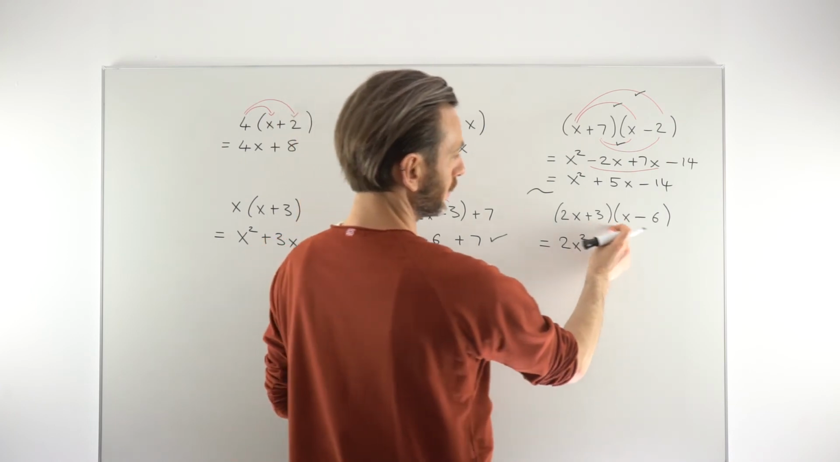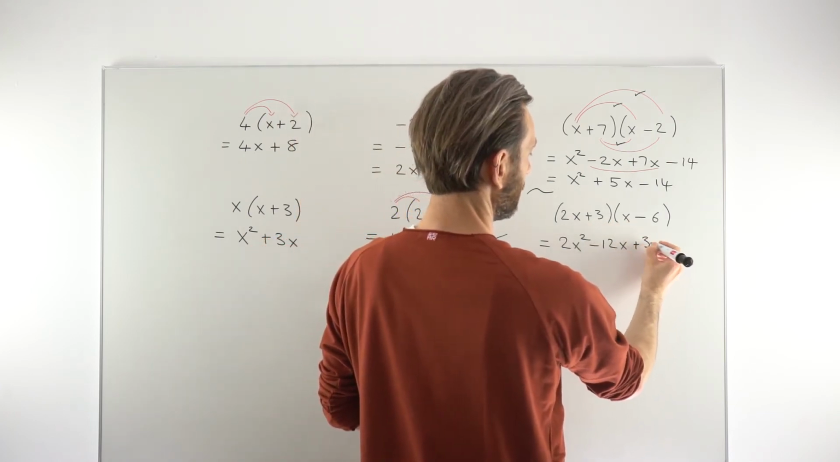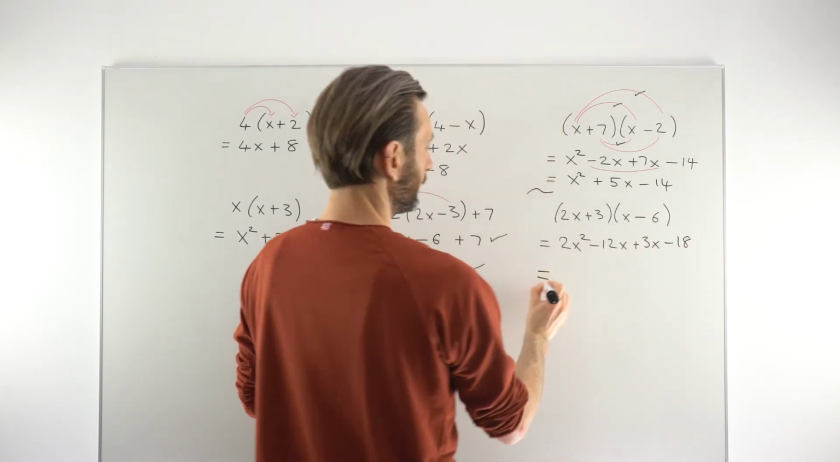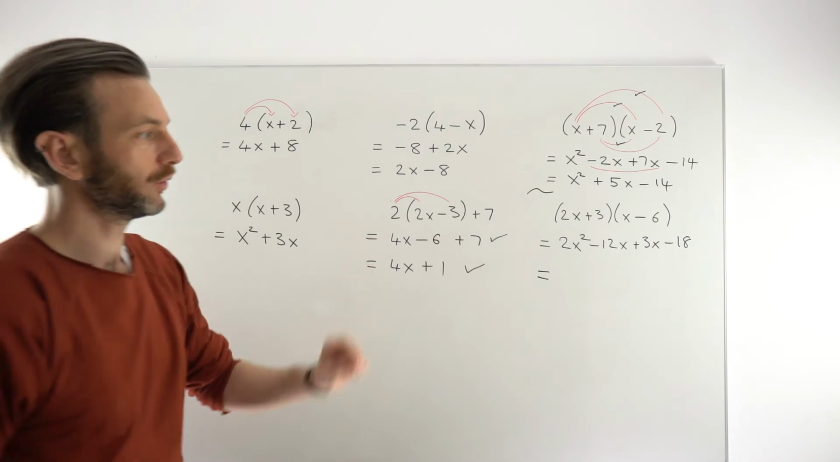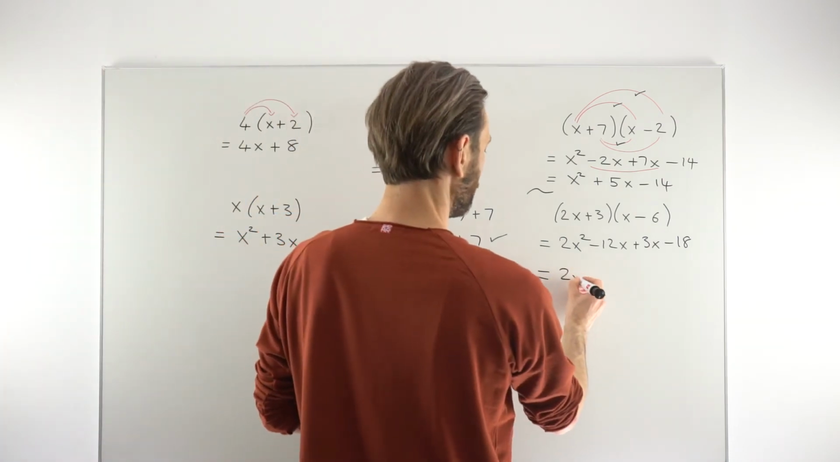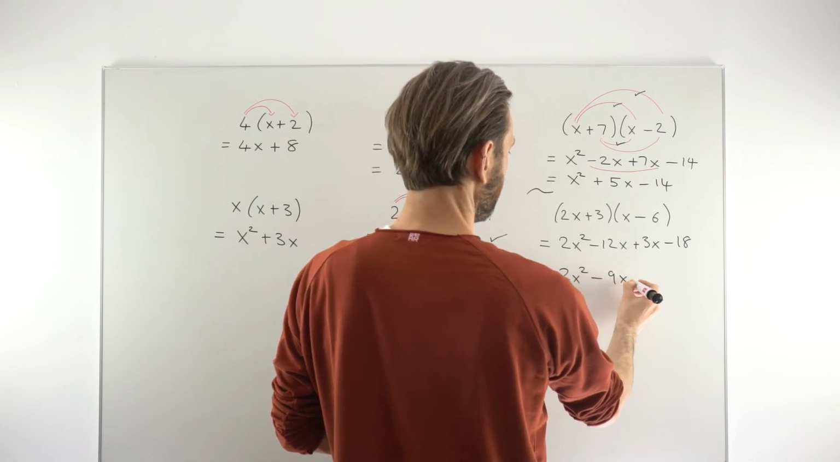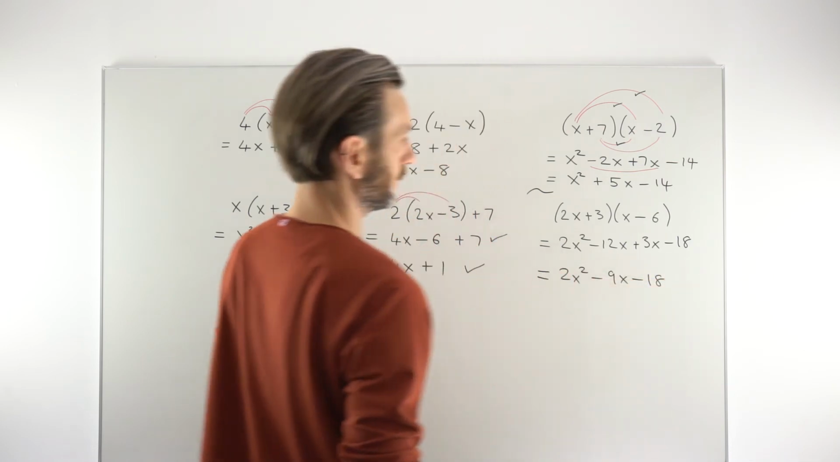and then I'm going to do 3 times x to get 3x, 3 times negative 6 to get minus 18. Then just taking one more line to combine the middle x terms, so I get 2x squared, minus 12 plus 3 is minus 9x, and then minus 18 on the end.